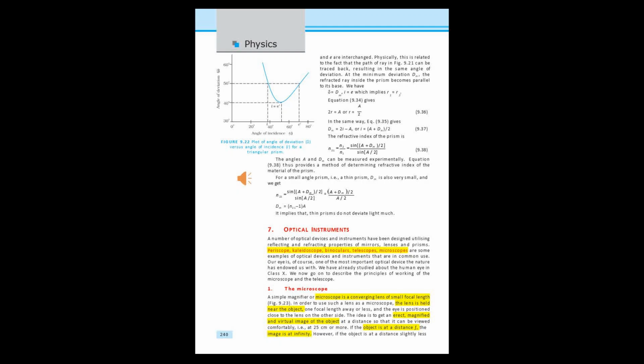The microscope. A simple magnifier or microscope is a converging lens of small focal length, figure 9.23. In order to use such a lens as a microscope, the lens is held near the object, one focal length away or less, and the eye is positioned close to the lens on the other side. The idea is to get an erect, magnified and virtual image of the object at a distance so that it can be viewed comfortably, i.e., at 25 centimeters or more. If the object is at a distance f, the image is at infinity.